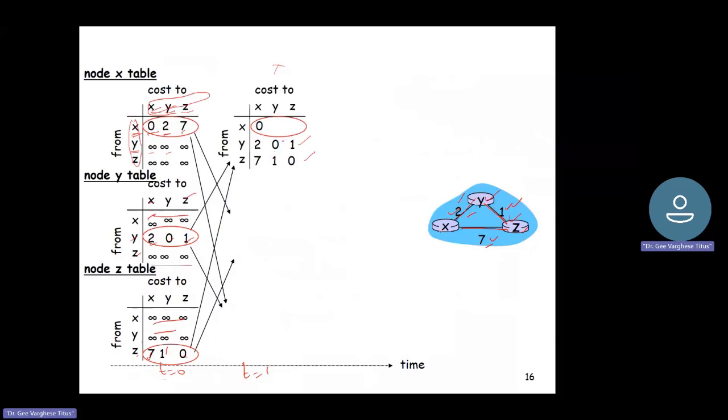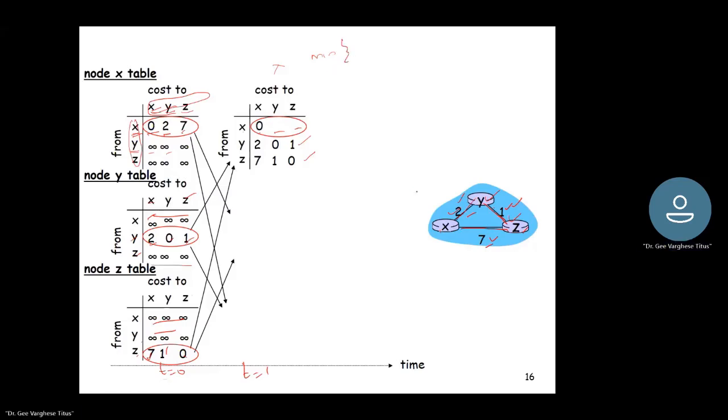Now what we do here in the Bellman-Ford equation is that you're going to compute, based on all this information, what will be the new values from X to Y and X to Z. So with that, we need to update. Anyhow, you know that X to X is 0, so you put 0 here. Now for X to Y, you have to find the minimum across all its neighbors.